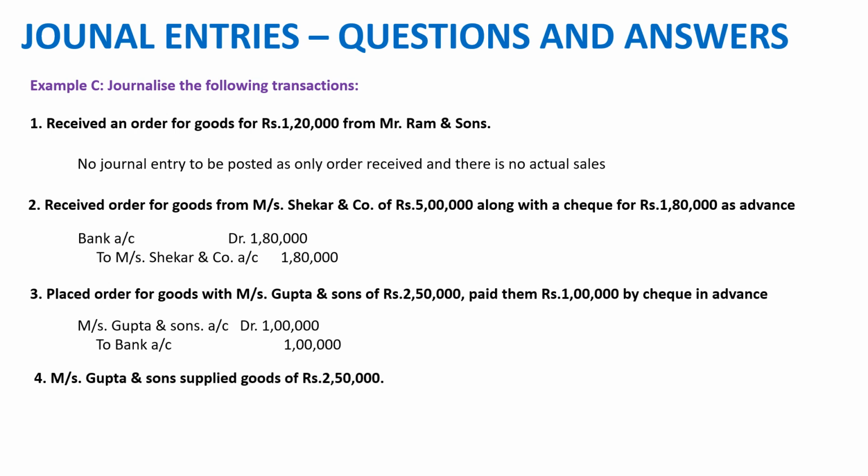Next transaction, Gupta and Sons supplied goods of 2.5 lakhs, right? Because you ordered for 2.5 lakhs, you are now receiving the goods for 2.5 lakhs. So what is the entry we're going to post now? Purchase account debited because inventory will go up. Inventory is an asset. Any increase in asset is a debit. So purchase account debited 2.5 lakhs to Gupta and Sons 2.5 lakhs because it is a liability for you. You have to pay Gupta 2.5 lakh rupees, right? Hence you created a liability of 2.5 lakh rupees.